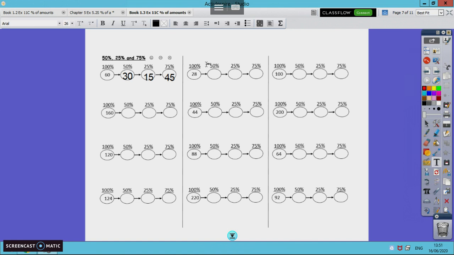Okay, maybe let's do another one just to make sure that everyone's got this. So 100% is worth 28. 50% is therefore worth 14 because half of 28 is 14. 25% is half of 50%. So half of 14 is 7. And then 14 add 7 would give me 50% add 25%, which is 75%. So 14 add 7 is 21. So 75% of 28 is 21. So there's the first 2 done for you, all right, on this page.